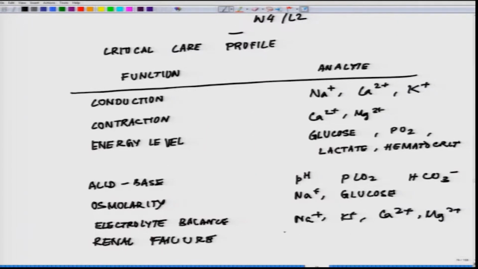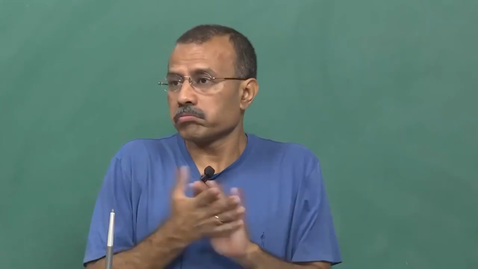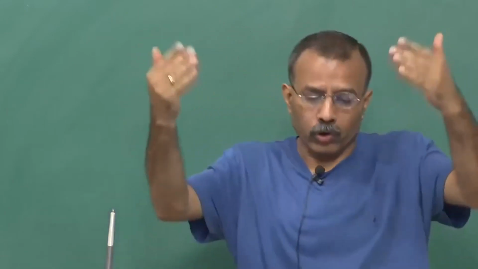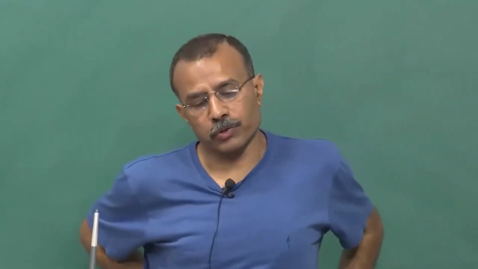we look for blood urea nitrogen, creatinine. A doctor needs to look at all these parameters as soon as a person comes into the critical care unit, or even on a day to day basis, like a whole body checkup. These are the things they look for.